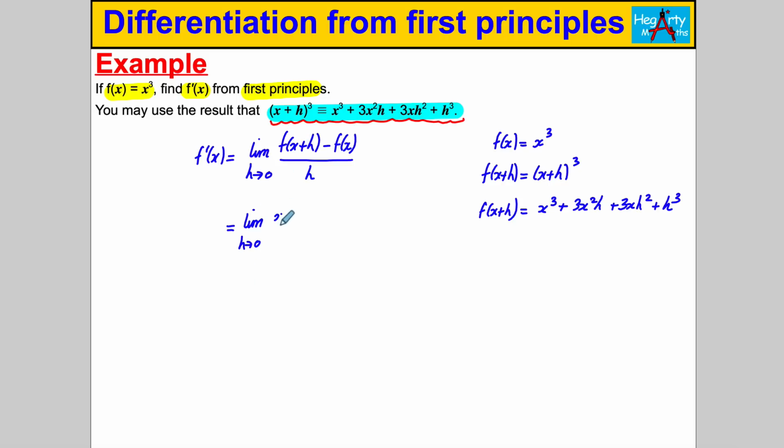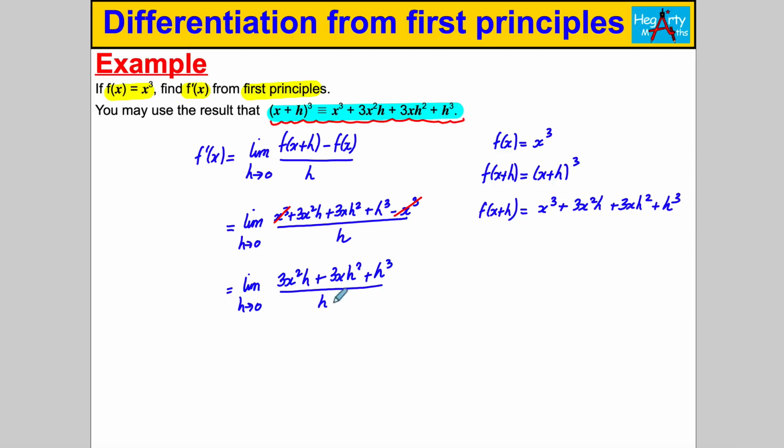So let's substitute that in to our f primed x formula. f of x add h is going to be x cubed, add 3x squared h, add 3x h squared, add h cubed. Take away f of x, which is subtract x cubed, all of this divided by h. Now hopefully you notice the first term x cubed and the last term subtract x cubed eliminate each other, and we simply get the limit as h tends to 0 of 3x squared h plus 3x h squared plus h cubed, all divided by h.